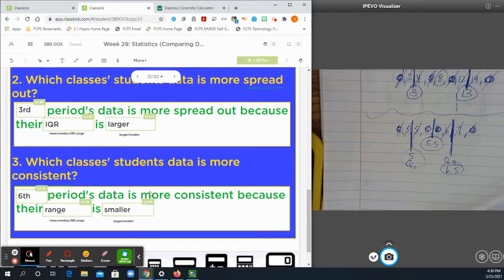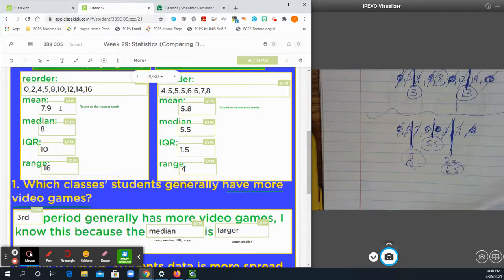Smaller, and that's it. So when you're looking at mean and median, you can kind of have a generalization of which one's data set trends more than the other. When you're looking at IQR and range, you're looking at which one's more spread out than the other, and that's huge moving out of this unit. That's huge, that you understand why those numbers are the way they are.